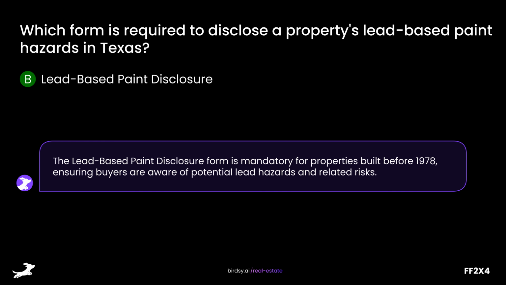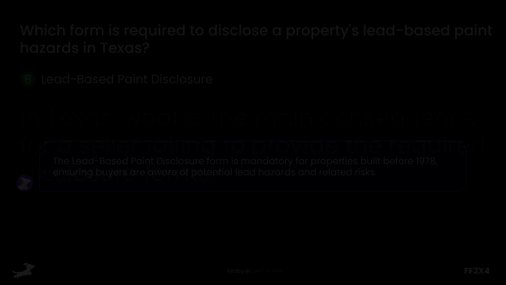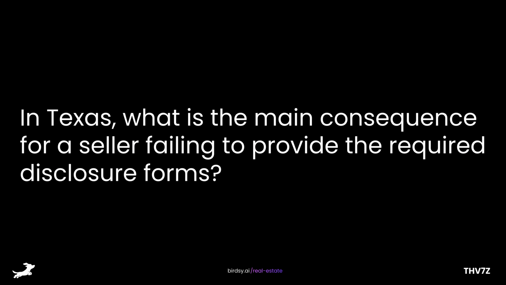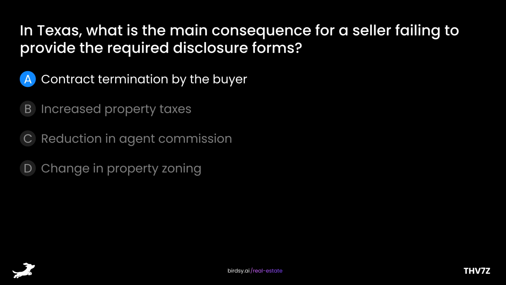The lead-based paint disclosure form is mandatory for properties built before 1978, ensuring buyers are aware of potential lead hazards and related risks. In Texas, what is the main consequence for a seller failing to provide the required disclosure forms? Is it A, contract termination by the buyer, B, increased property taxes, C, reduction in agent commission, or D, change in property zoning? The answer is A, contract termination by the buyer.